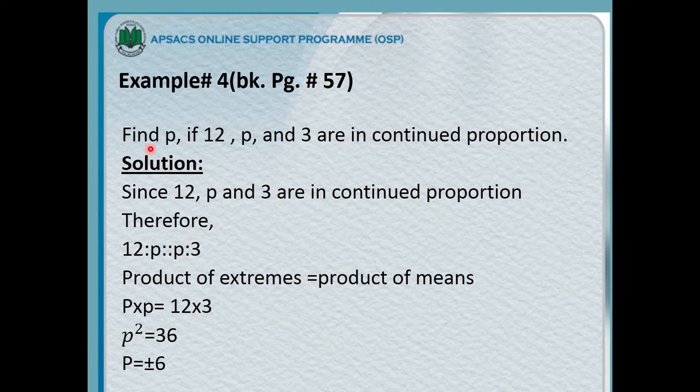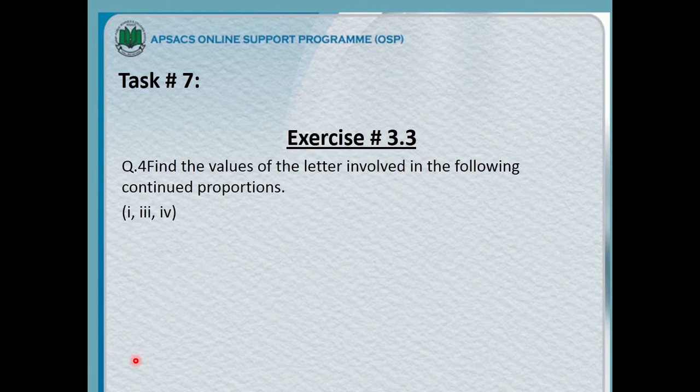In this example, we have to find P if 12, P and 3 are in continued proportion. Since 12, P and 3 are in continued proportion, therefore 12 ratio P proportional P ratio 3, and the product of extremes is equal to the product of means. Here the extremes are 12 and 3 and the mean is P. So by multiplying, we get P square equals 36, and by taking its square root, we get the final value of P, that is plus minus 6.